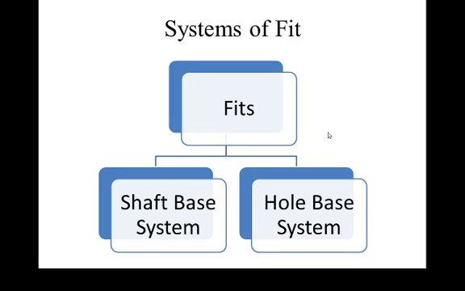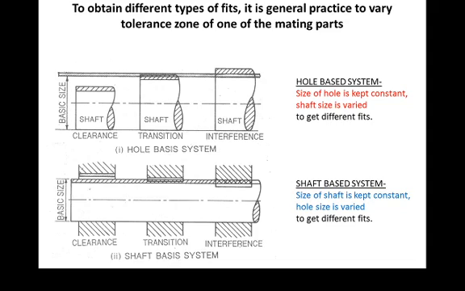Now there are two types of fit systems available, the shaft based system and the hole based system. Let us have a pictorial view of the hole based system and shaft based system. In the hole based system, the hole dimensions are kept constant. The minimum diameter of hole will be equal to the basic size and the shaft dimensions will vary. In the shaft based system, shaft dimensions are kept constant and hole dimensions will vary.